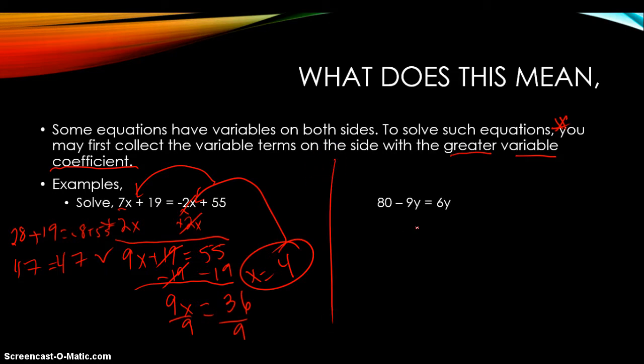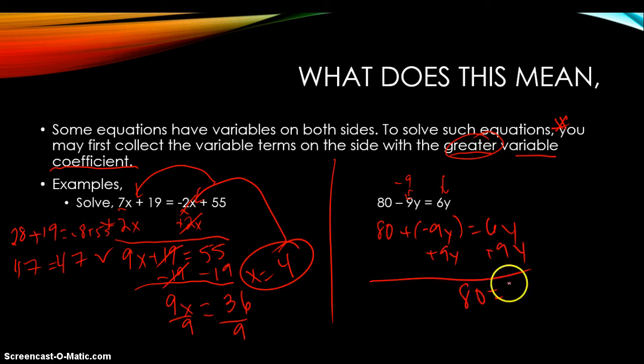So here we go. On the right side here we have 80 minus 9y equals 6y. So simplify each side of the equal sign. So I'd call this side 1, side 2. Okay, they're both simplified, so we can start working to isolate that y variable. We usually write this as 80 plus a negative 9y equals 6y. So remember the greater coefficient. We have a negative 9 as a coefficient right here, and we have a 6. So we want to bring this negative 9 over. 80 equals 15y. Not 115.